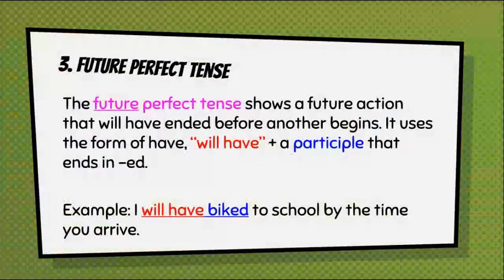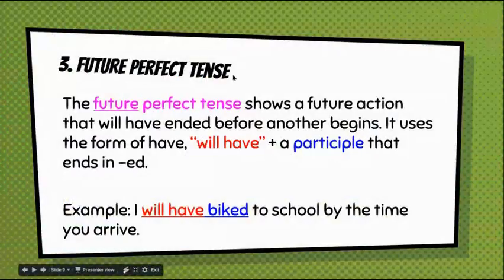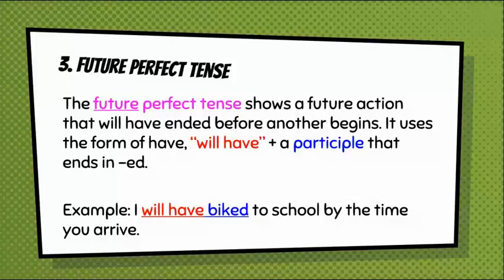Now we're going to talk about the future perfect tense. Once again, if you think about this equation, you know we're going to have to use a participle. We're also going to have to use a form of the word have. The future perfect tense shows a future action that will have ended before another begins. It uses the form of have, will have, plus a participle that ends in ed. I will have biked to school by the time you arrive. It's going to happen in the future.